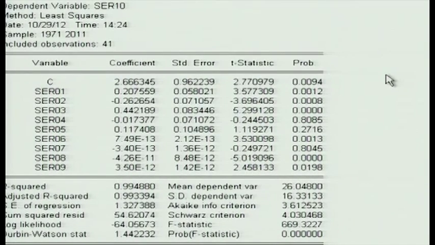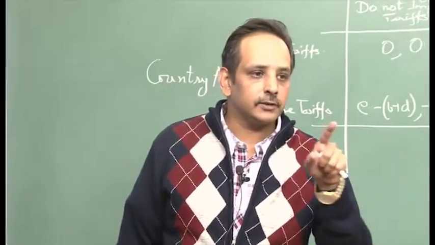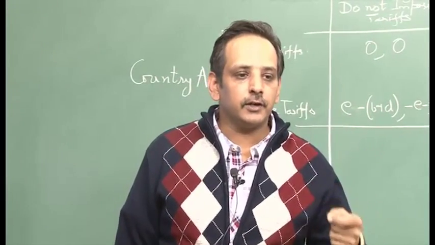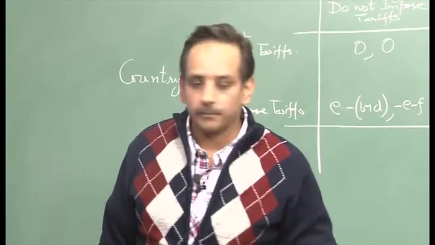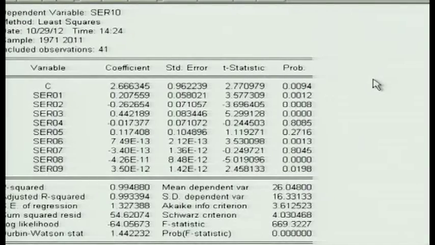This is the R square that I get, 0.994, 99.4% of the variability in the dependent variable is explained by all these explanatory variables, which is on the higher side. Also the Durbin-Watson statistic is 1.44. If you recall, if the Durbin-Watson statistic is nearing 0, there is evidence of positive autocorrelation. So one has to take care of this Durbin-Watson statistic.